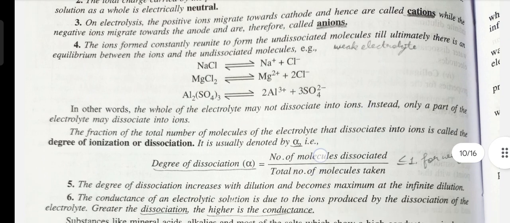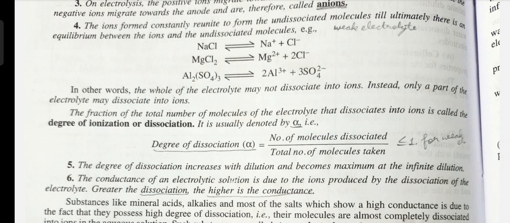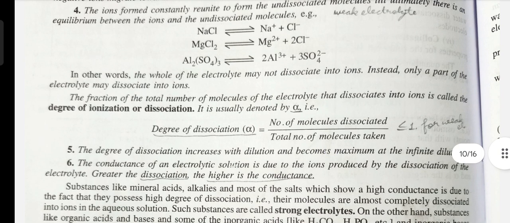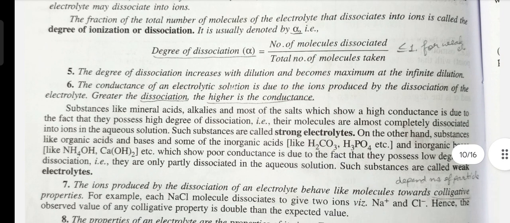In other words, the whole of the electrolyte may not dissociate into ions. Instead, only a part of the electrolyte may dissociate into ions. The fraction of the total number of molecules of the electrolyte that dissociate into ions is called the degree of dissociation. Degree of dissociation is equal to the number of molecules dissociated upon the total number of molecules taken. Number 5, the degree of dissociation increases with dilution and becomes maximum at infinite dilution. Number 6, the conductance of an electrolytic solution is due to the ions produced by the dissociation of the electrolyte. The greater the dissociation, the higher is the conductance.